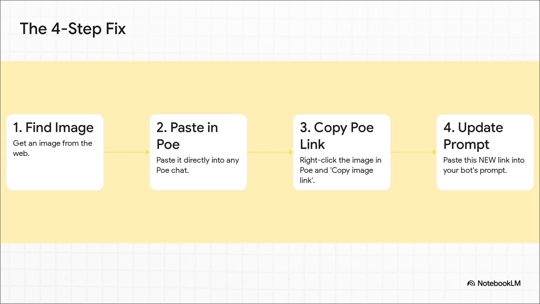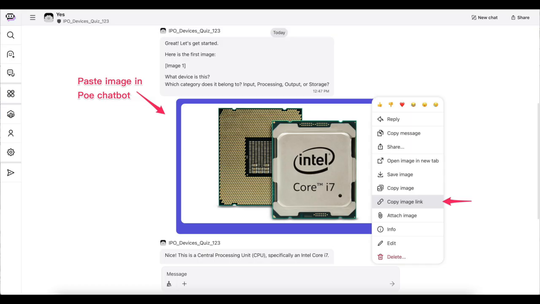1, find your image on the web. 2, paste it into any regular chat on Poe. 3, right-click on the image in that chat and copy the new image link. And 4, take that new link and paste it back into your bot's instructions. That's it.